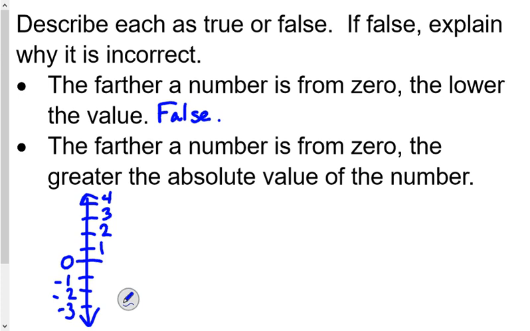Now, our second point says, the farther a number is from 0, the greater the absolute value of the number. That is a true statement, because remember what absolute value measures. Absolute value measures distance away from 0. So the farther a number is from 0, of course, the greater its absolute value is going to be because it's going to be further from 0. And that's what absolute value measures.